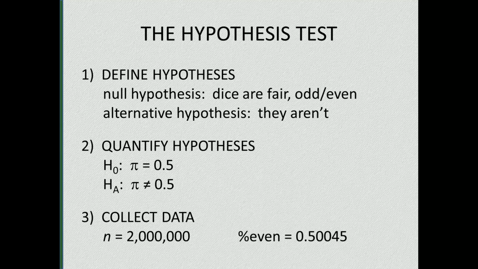Once we've defined and quantified hypotheses, we go out and collect our data. Here are the data for the 2 million rolls of the precision-made dice. They came up evens 50.045% of the time.